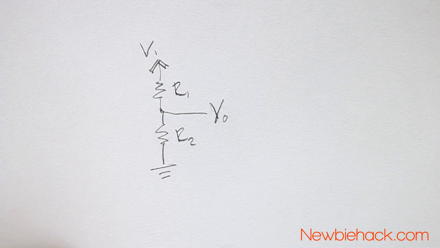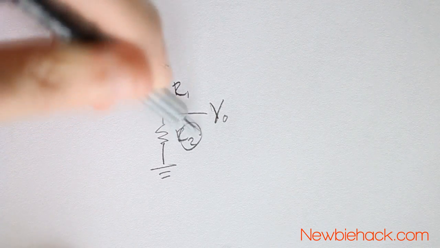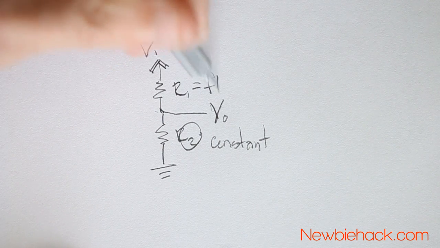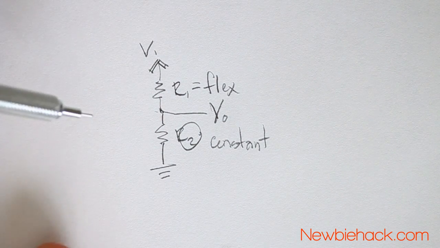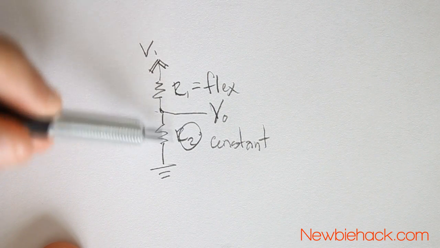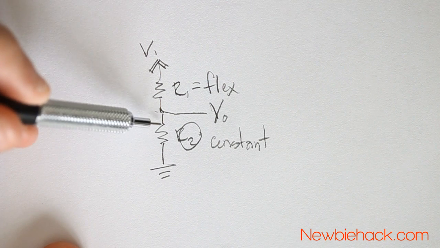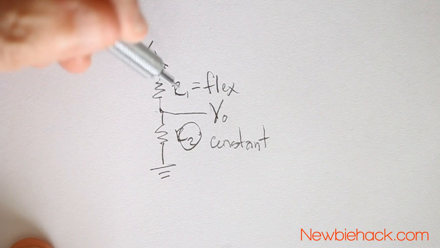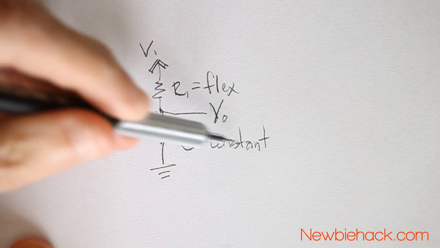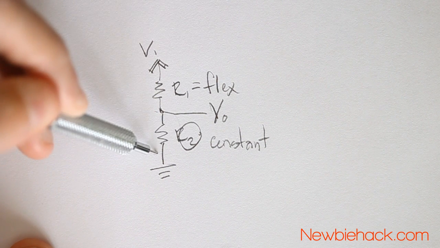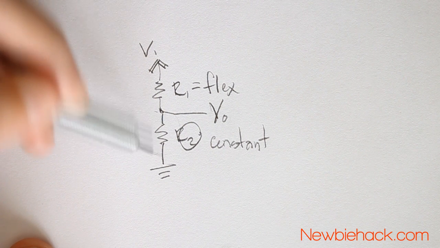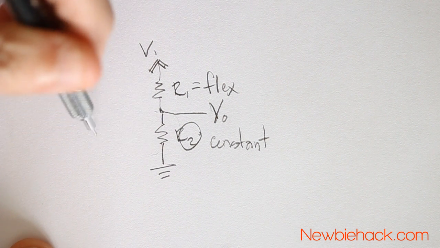Unfortunately, in this case, R2 is going to be constant, and our R1 is the flex sensor, which is going to be variable. And this is going to limit our V out, because we can't change this constant value unless we use a potentiometer. You're going to find that depending on how much flex you want in the flex sensor, you're going to want to change this resistor, and it may be better to use an actual potentiometer here, and the potentiometer value should be around 50k.